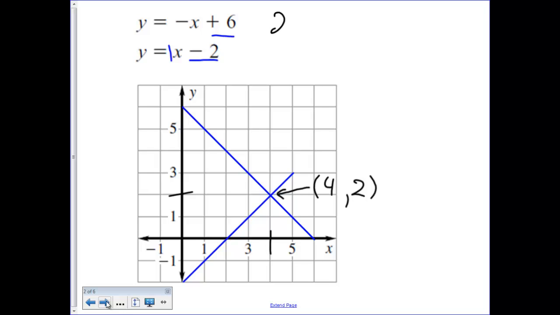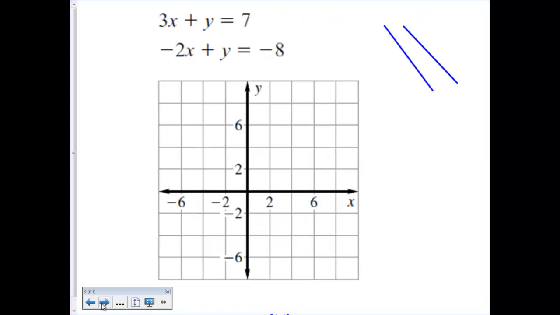We're going to try that out here real quick. So this would be 2 equals -4 plus 6, and 2 is equal to 4 minus 2. The top one checks out and the bottom one checks out. So this is the solution of the system.